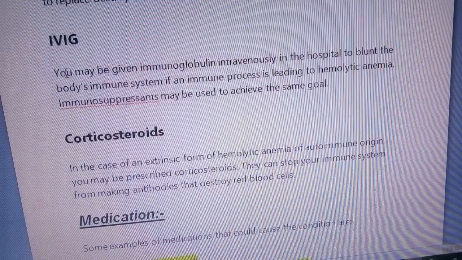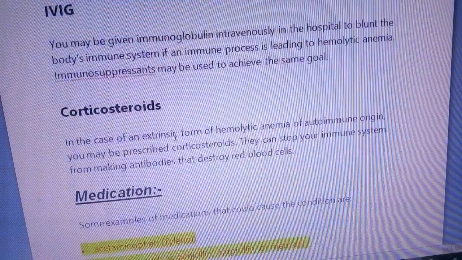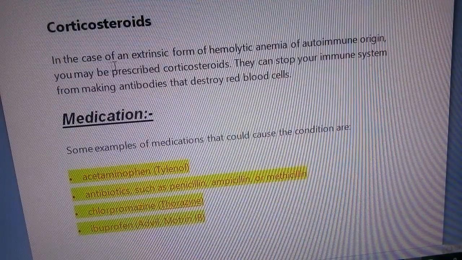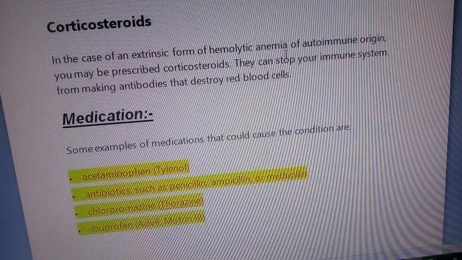IVIG. You may be given immunoglobulin intravenously in the hospital to blunt the body's immune system. Corticosteroids. In the case of extrinsic forms of hemolytic anemia of autoimmune origin, you may be prescribed corticosteroids. They can stop your immune system from making antibodies that destroy red blood cells.